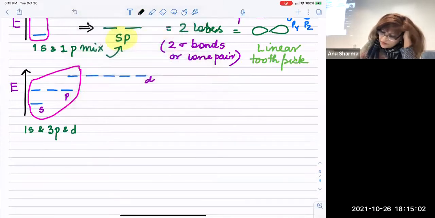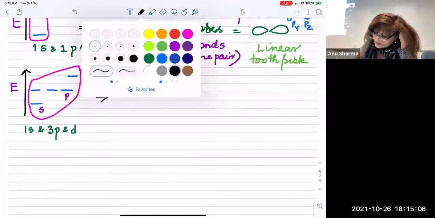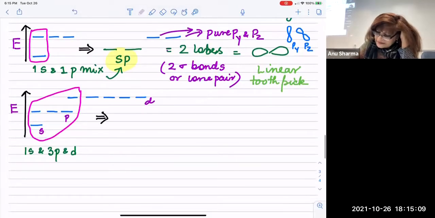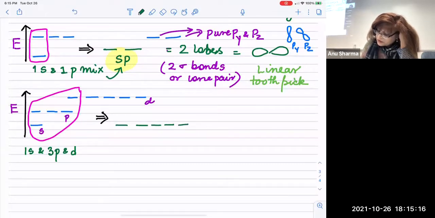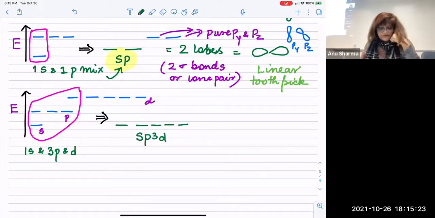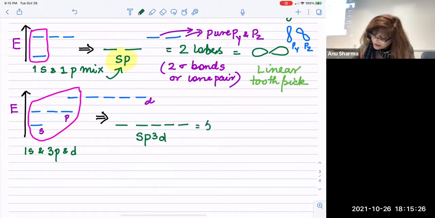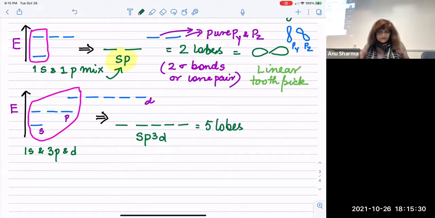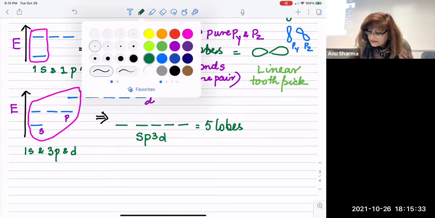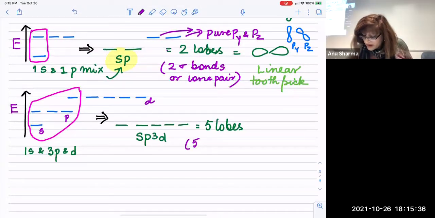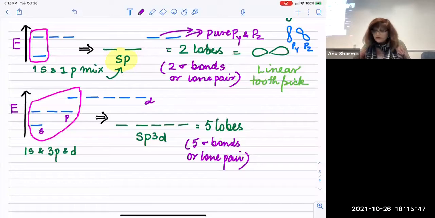Then what happens? Now we have SP3, the three P's, and one D. So how many orbitals do you see? SP3 and D, so five. So basically, you will draw five lobes. Five lobes means these are going to be open to carrying five sigma bonds, mix and match, or they can also contain a lone pair. But what does it look like? It looks like, obviously, five lobes.